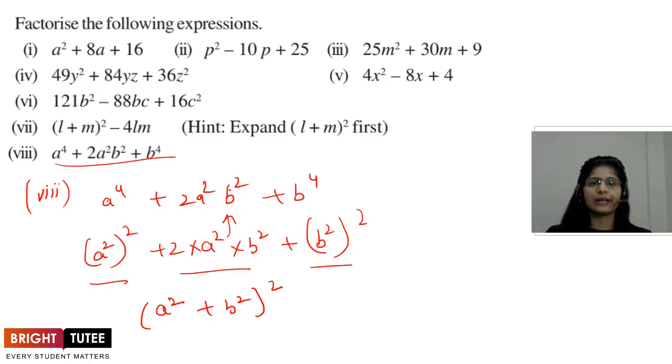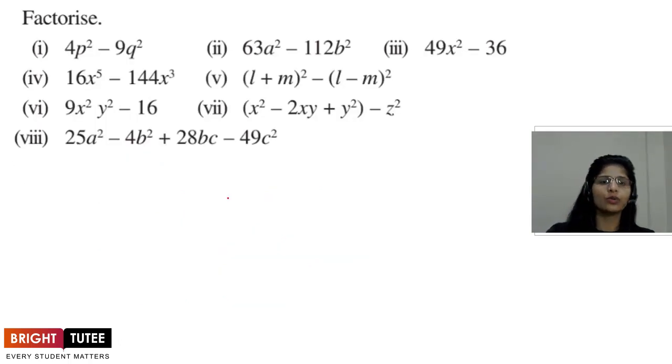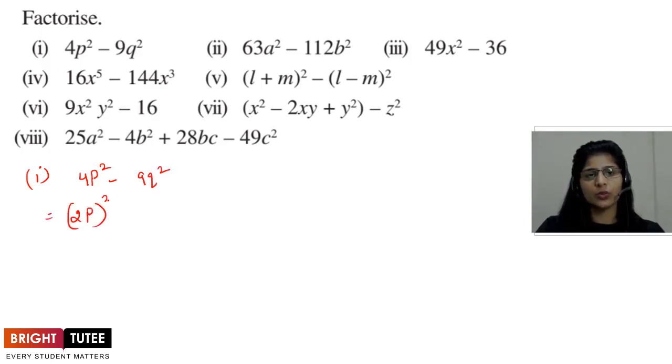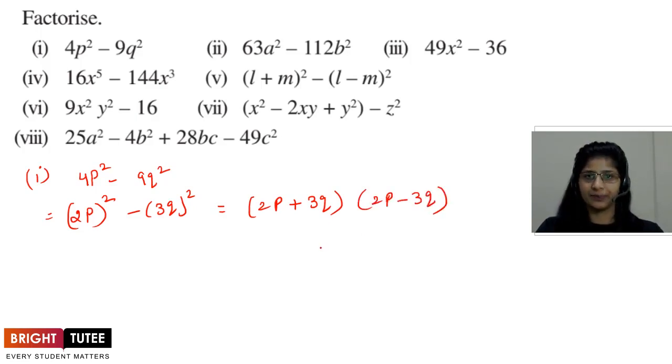Okay, let us move to the next question now. In the first part of the question, we have to factorize all of them. So we have 4p square minus 9q square. 4 is the square of 2, so it can be written as (2p) whole square minus (3q) whole square. Don't you think this is some identity? Yes, it is. A square minus b square is (a plus b) and (a minus b).